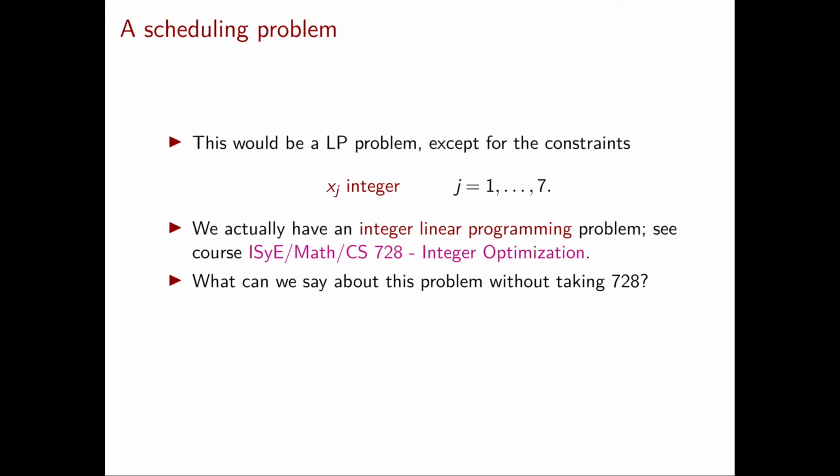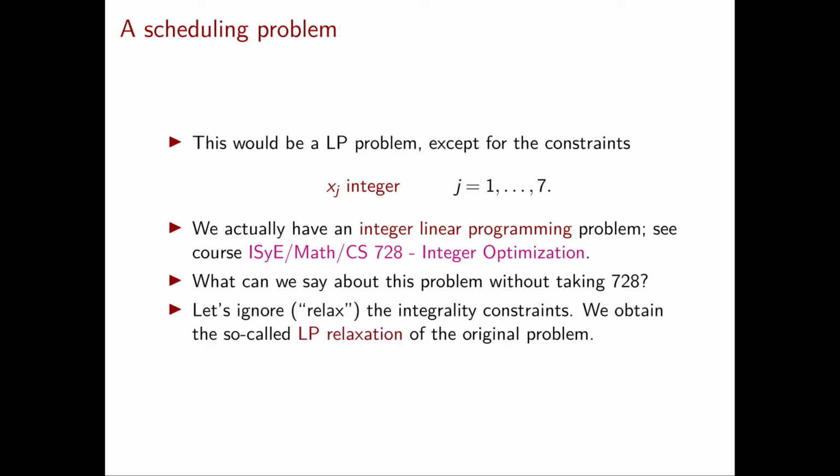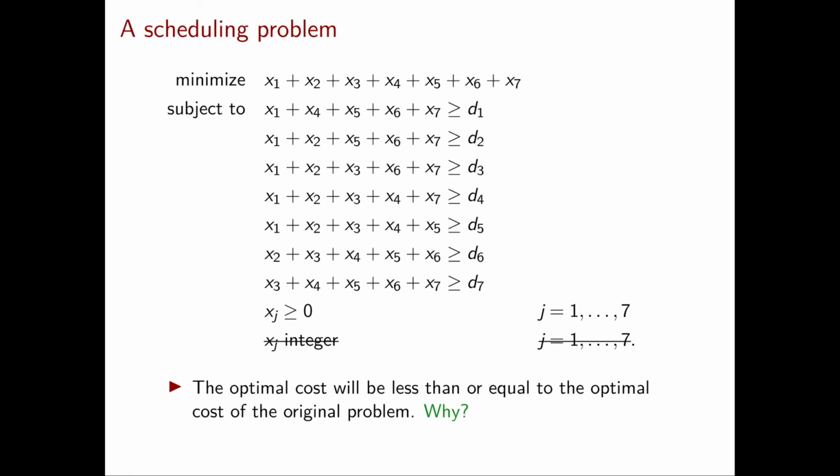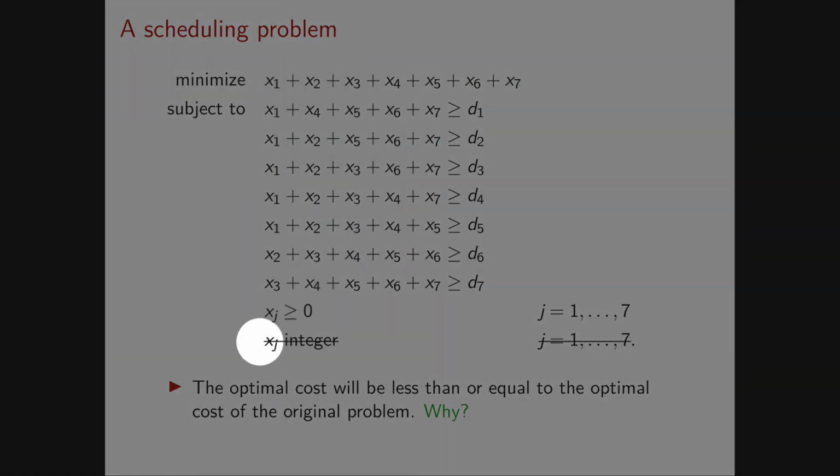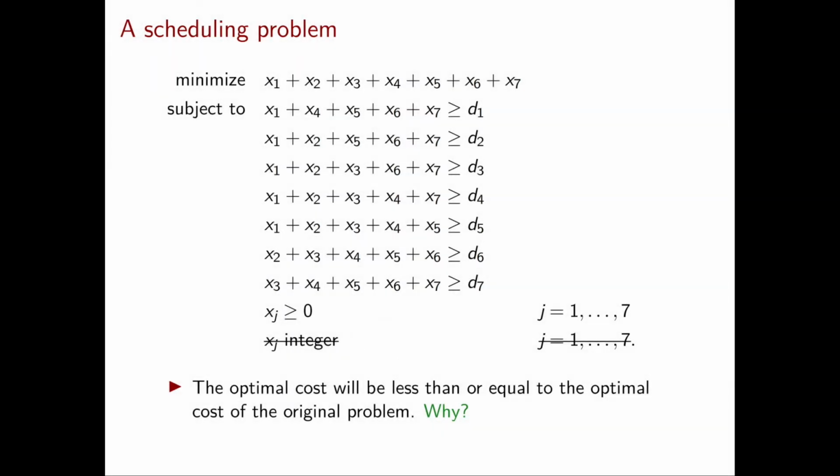In any case, I still want to make a couple of interesting observations about this integer linear programming problem that we have just seen without the need for you to take 728. The most natural thing that we can do in this integer linear programming problem is just to ignore the integrality constraints. Why? Because in this way we obtain a linear programming problem, and this is called the LP relaxation of the original integer linear programming problem. So here is our problem, and as you can see, we just trashed these integrality constraints.